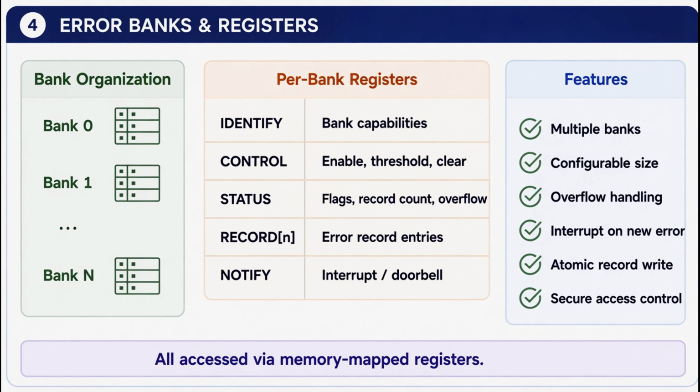The features listed on the right are what makes RERI flexible. Multiple banks per component, configurable size, overflow handling, because corrected errors can come in fast. Interrupts can happen on new error. Atomic record writes are facilitated so that software always reads a consistent snapshot. And secure access control is provided so that untrusted software can't tamper with error state. Everything again accessed via memory mapped registers.